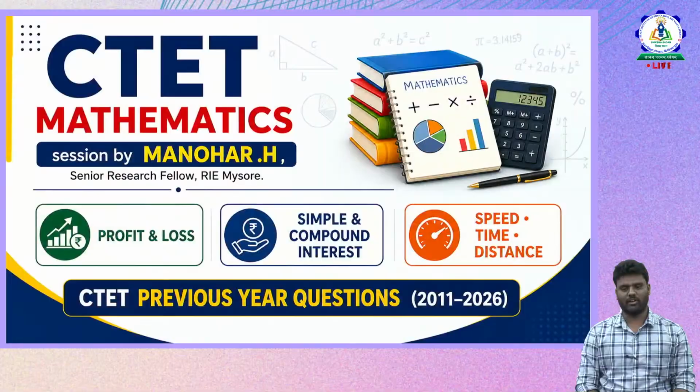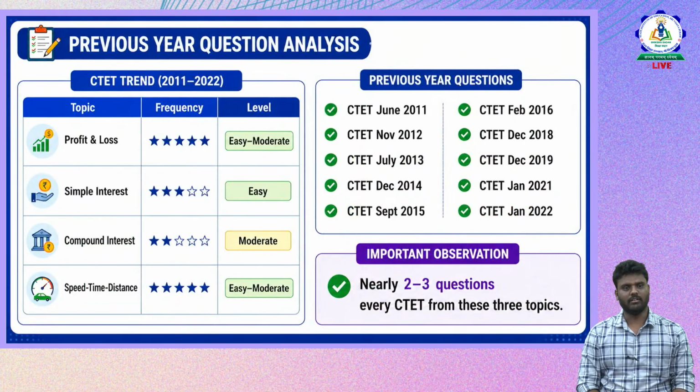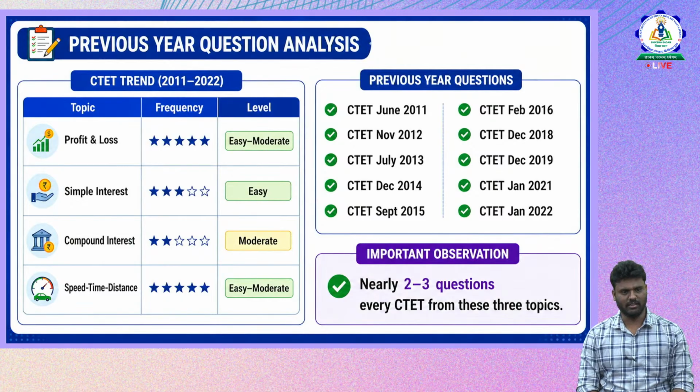In this session, we are going to talk about some other concepts related to arithmetic: profit and loss, simple and compound interest, speed, time and distance. These are the topics we are going to cover. If you analyze previous questions in CTET paper 1 and paper 2, they have been asking about profit and loss, simple interest, compound interest and speed, time and distance.